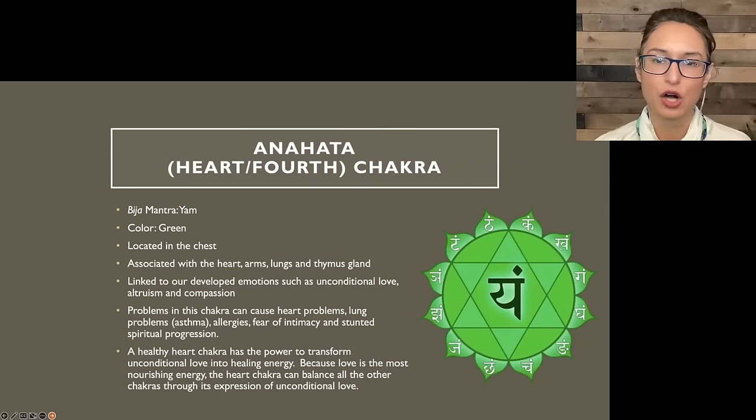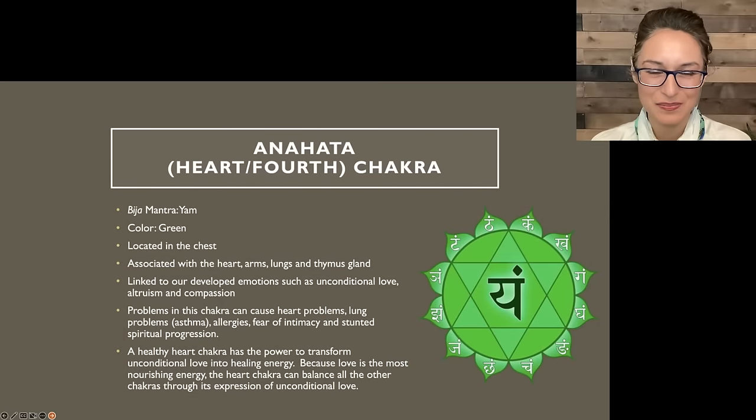Anahata is the heart, or the fourth chakra. And the bija mantra for this chakra is yum. And the color for this chakra is green, which I always felt was really beautiful, that green happened to be the color for this chakra, because what is the most predominant color in nature? The most predominant color in nature is green.